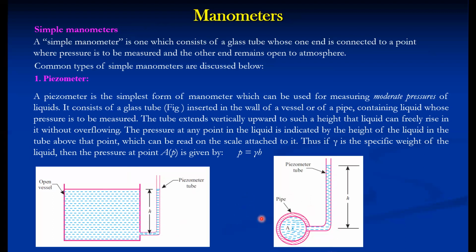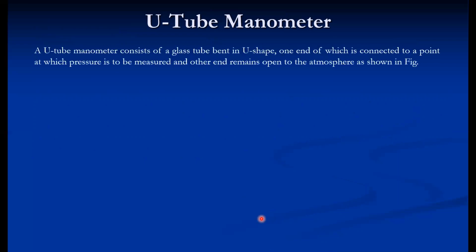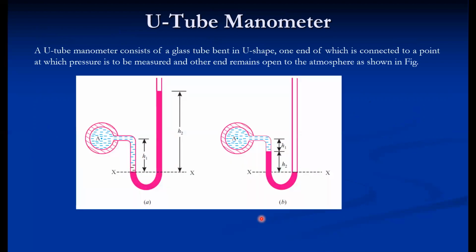So these three drawbacks we can overcome with the other type of simple manometer, that is the U-tube manometer. A U-tube manometer mainly consists of a glass tube bent in U shape, and one end of which is connected to the point at which pressure is to be measured, and the other remains open to the atmosphere as shown in the figure.